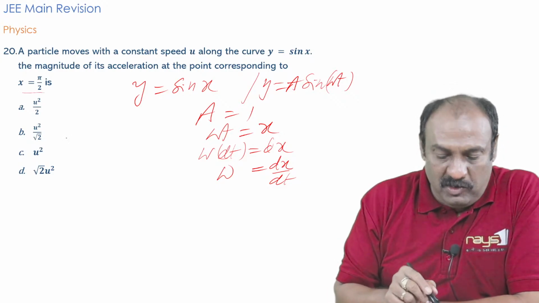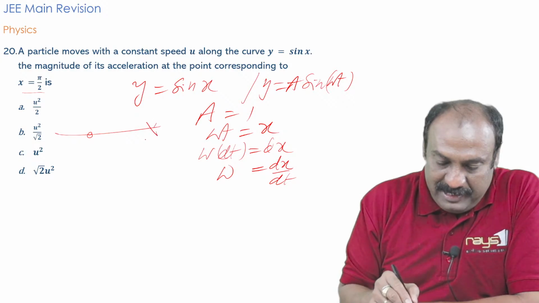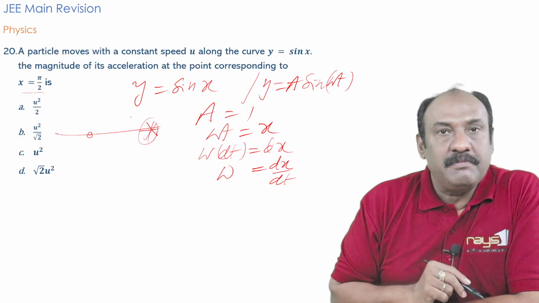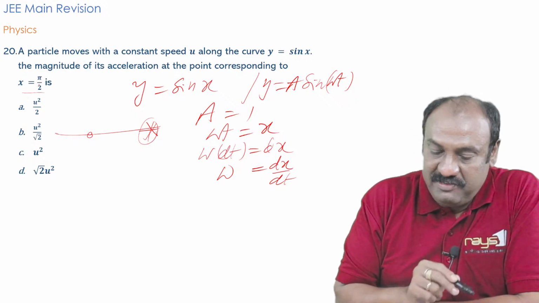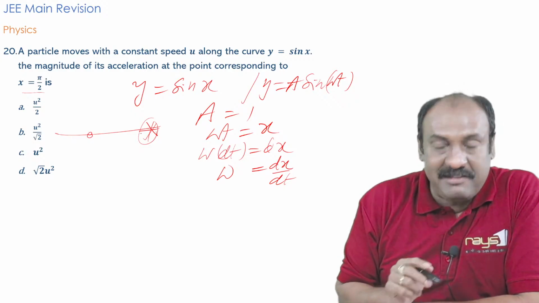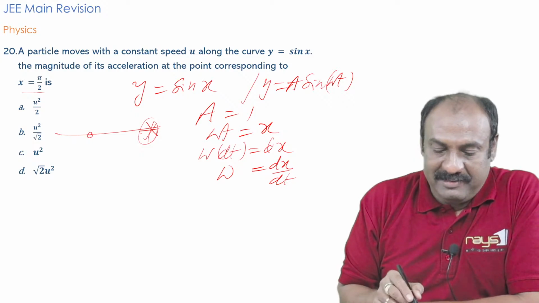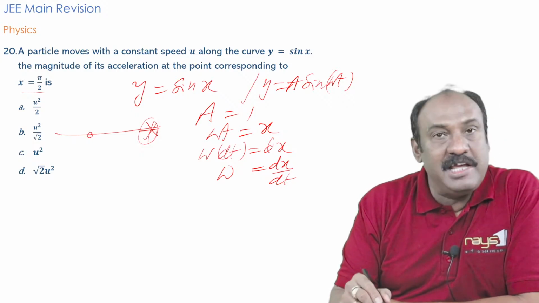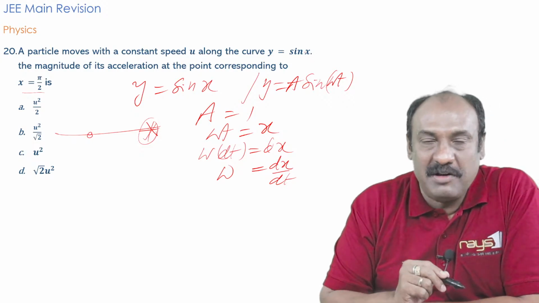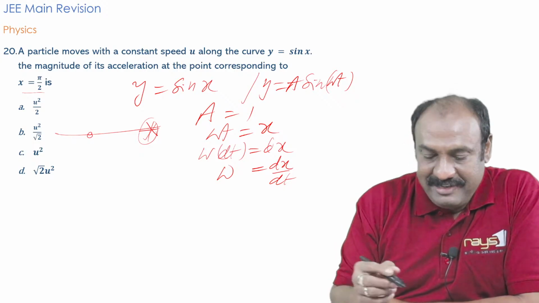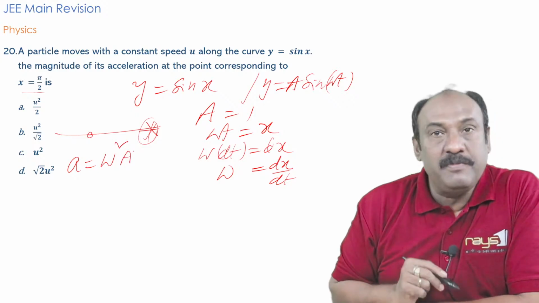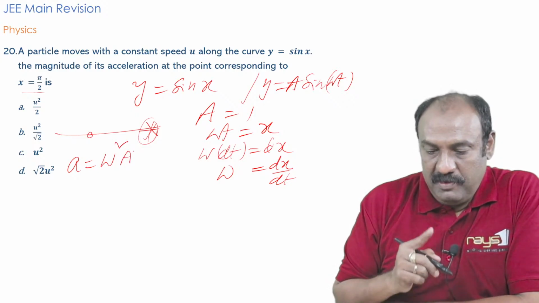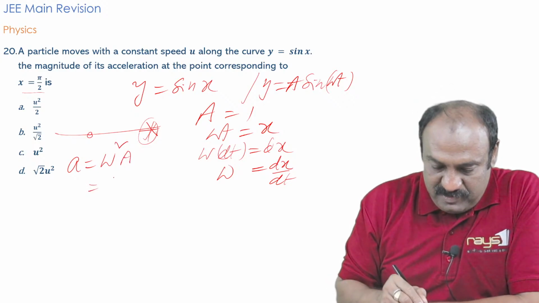At x equal to pi by 2 means indirectly the particle is at the extreme position. The phase difference is pi by 2, so indirectly it is at the extreme position. At the extreme position, when it represents y equal to sin omega x, it is in simple harmonic motion. When the particle is at the extreme position, the acceleration is equal to omega square into its amplitude. So this amplitude is 1 here.